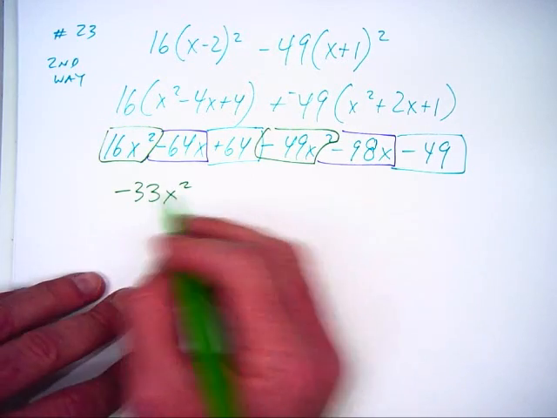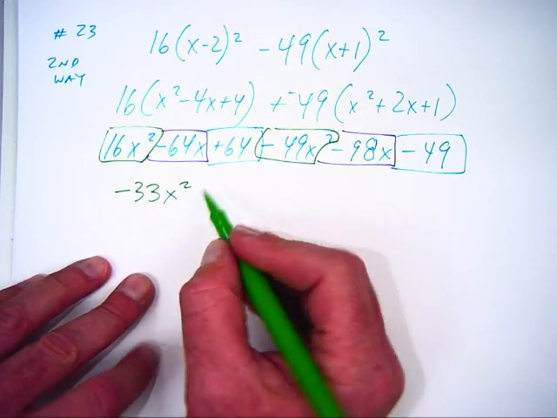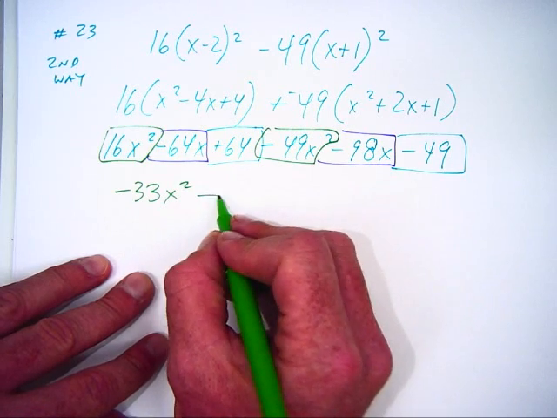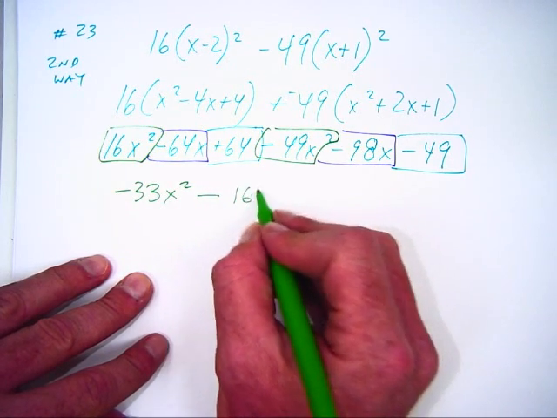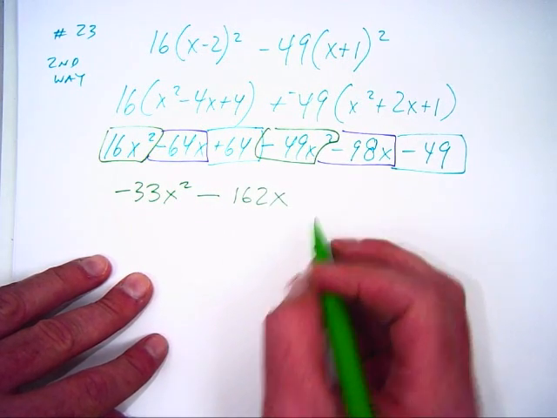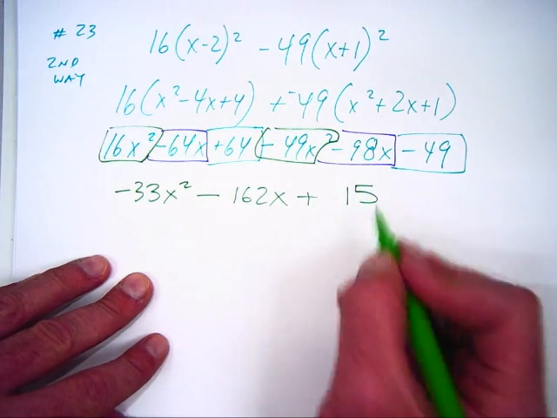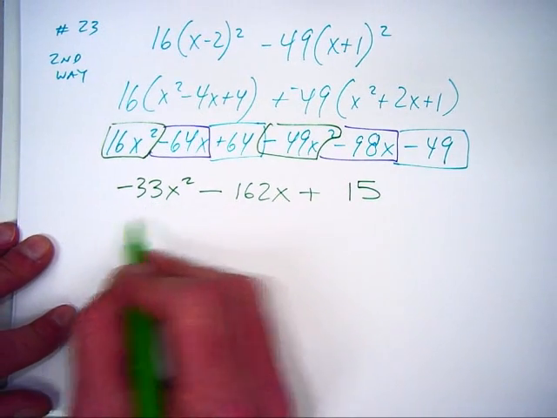I'm just going to write all this in green. There's no significance to it. I just have the green pen. Minus 162x plus 15. I can GCF out a negative 3 here.